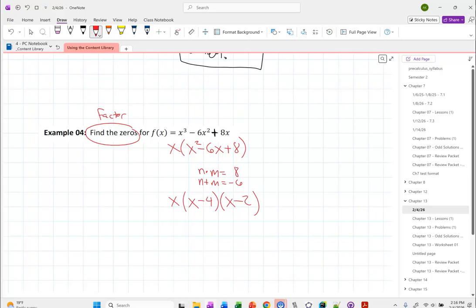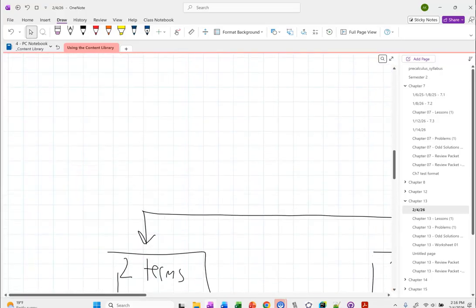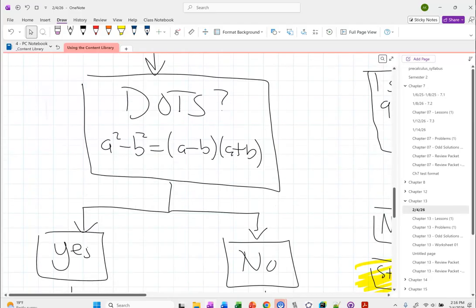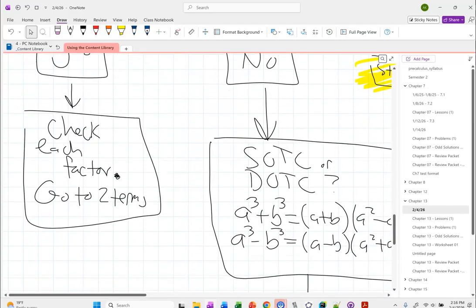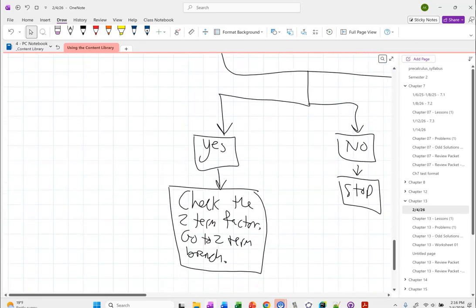I'm supposed to check each of these factors down the 2-term branch, right? So I just scroll back up to illustrate what I'm doing. So 2 terms. x minus 2 is my first one. Is that a difference of 2 squares? Heck no, because it's just an x to the first. Is it a sum or difference of 2 cubes? Heck no, because it's just x to the first.